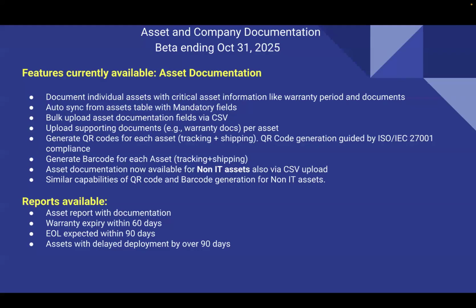In addition, we have also done the asset documentation for non-IT assets. That is through the CSV upload, and similar capabilities of QR code and barcode are also there for non-IT assets. On the reporting side, these are the same set of reports that are there today: asset report with documentation, warranty expiry within 60 days, end of life within 90 days, and delayed deployment. All these reports are available today.